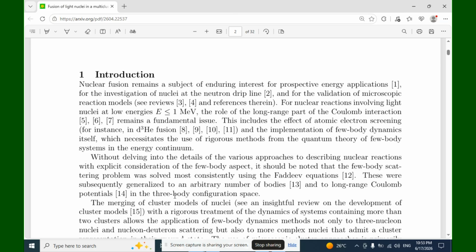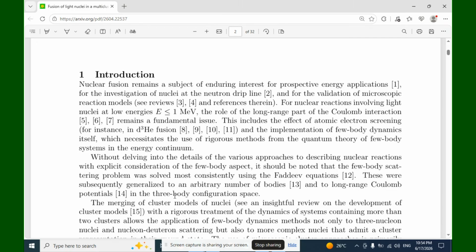Introduction section. Nuclear fusion remains a subject of enduring interest for prospective energy applications, for the investigation of nuclei at a neutron drip line and for the validation of microscopic reaction models, see Reviews 3 and 4 and references therein. For nuclear reactions involving light nuclei at low energies, when E is less than or equal to 1 MeV, the role of the long-range part of the Coulomb interaction remains a fundamental issue.